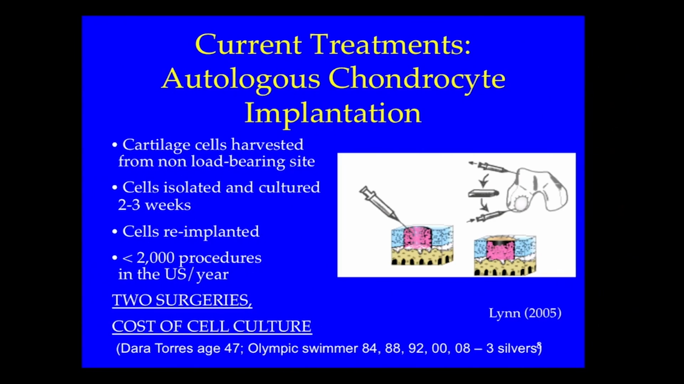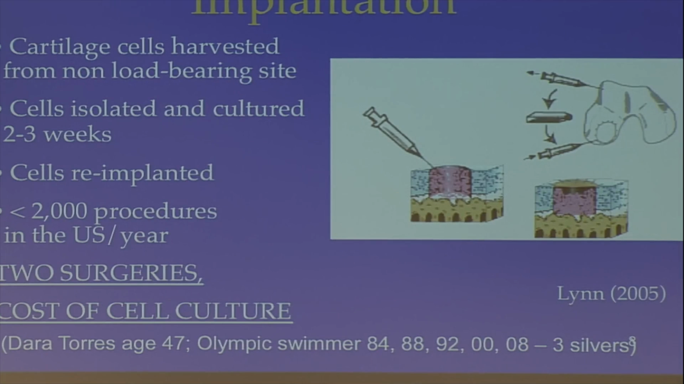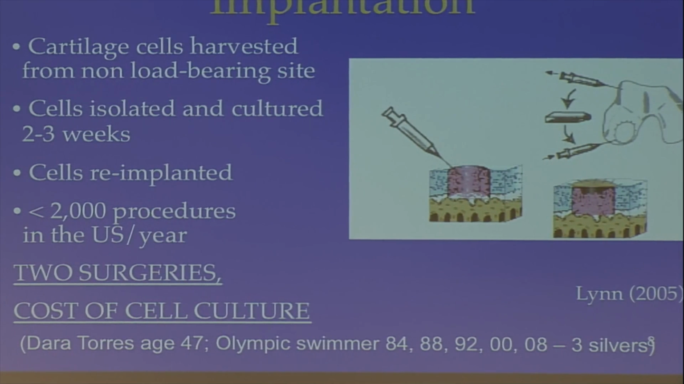So this works fairly well, but the difficulty is it involves 2 surgeries, so one to get the cells out and one to put them back in. And there's the cost of the cell culture. So this is a much more expensive procedure because of the 2 surgeries and the cost of doing the cell culture. But I think it's the method that works the best.